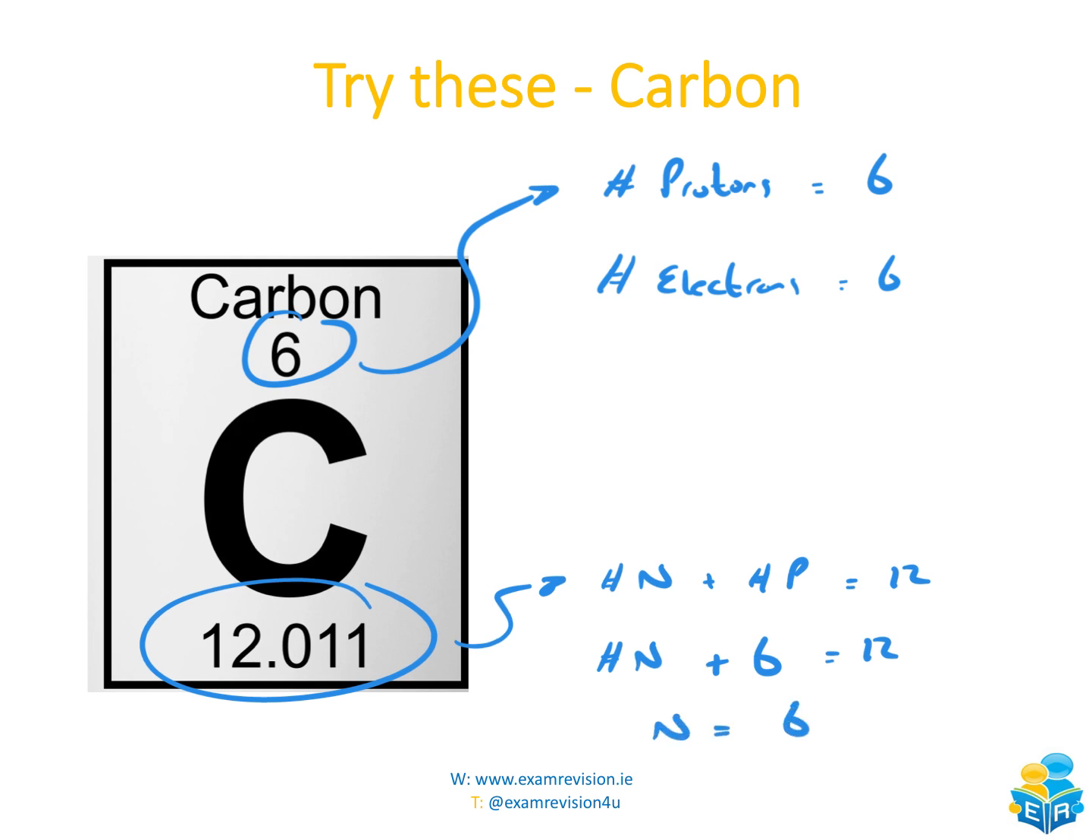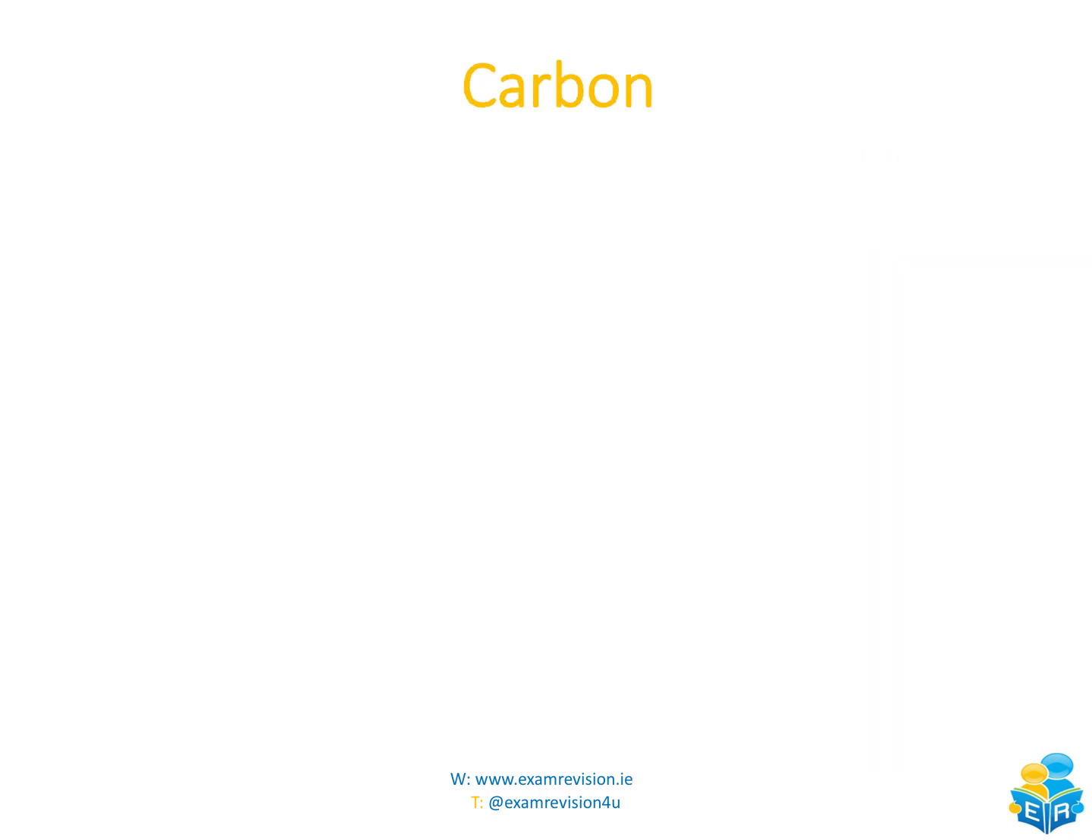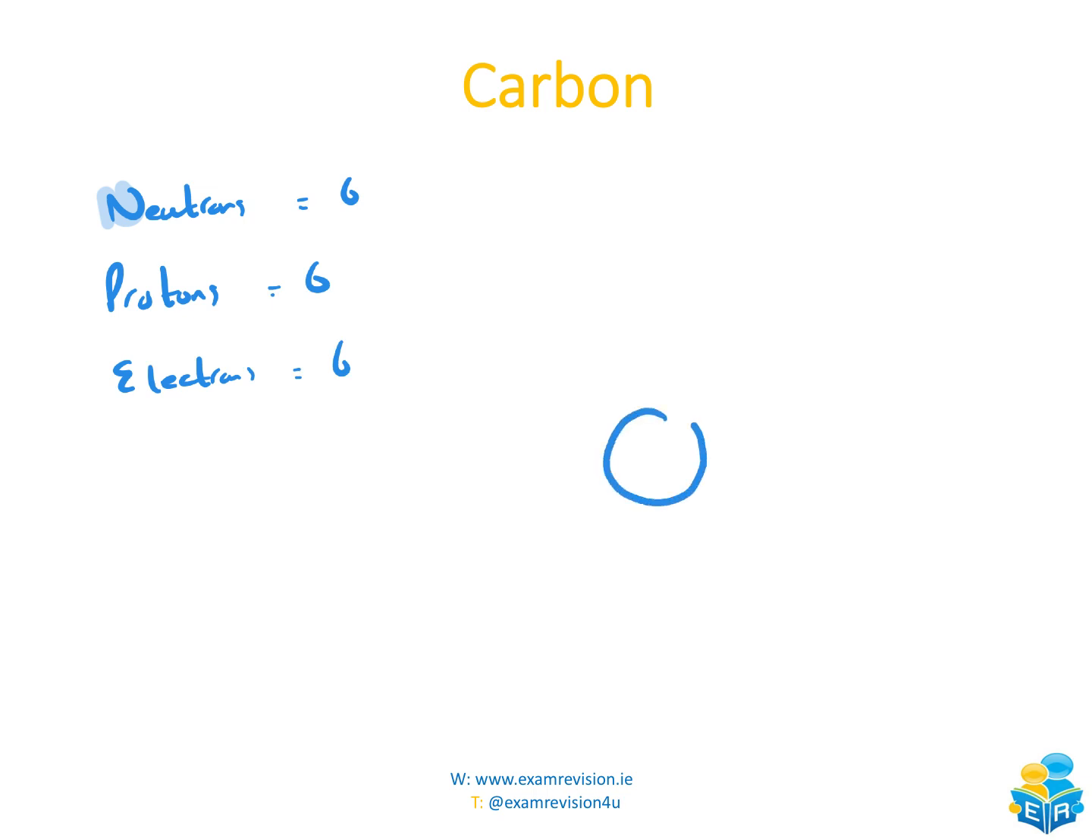So again, just coincidence that we're getting the same answers for each one, not always going to be the case. So we'll have a look at our Bohr structure here. So neutrons was 6, protons was 6, and electrons was 6. So in the nucleus, we have 6 protons, 6 neutrons.